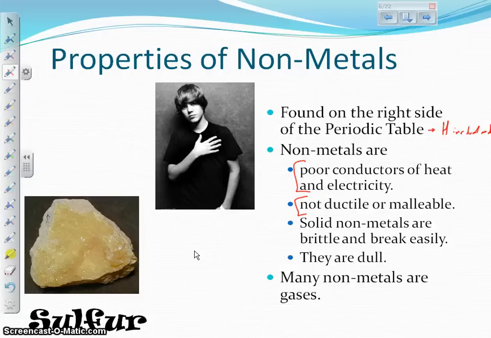But mostly, they aren't solid. Most of your nonmetals are gases. If you look back to the periodic table, that top right-hand portion is all gases: your nitrogen, your oxygen, your fluorine, your chlorine, all of the noble gases. So 3/4 of the nonmetals are gases. That's why they don't conduct electricity or heat very well, and it's hard to shape them.